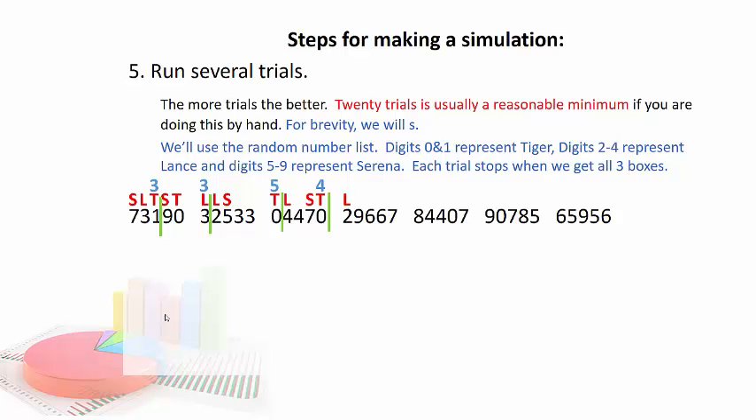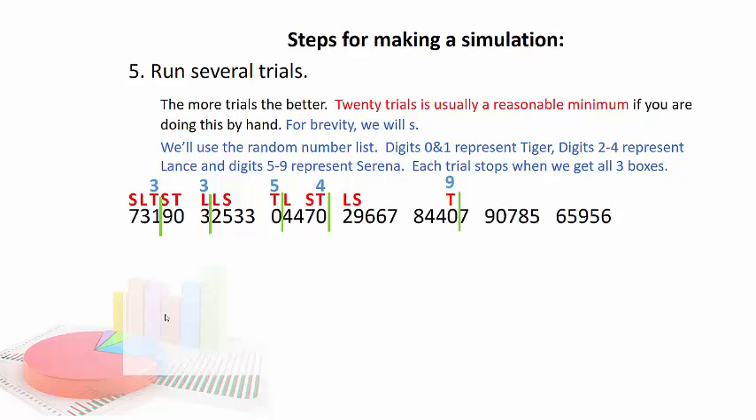So I've gotten first trial, I've gotten 3. Second trial, I've gotten 3. Third trial, I've gotten 5. And this trial, I just got 4. So let's do the last trial. So I get Lance on the first box, Serena on the next box. And it's actually going to take me a while, all the way to the 0 before I get Tiger's box. So that one took me 9 boxes to get.